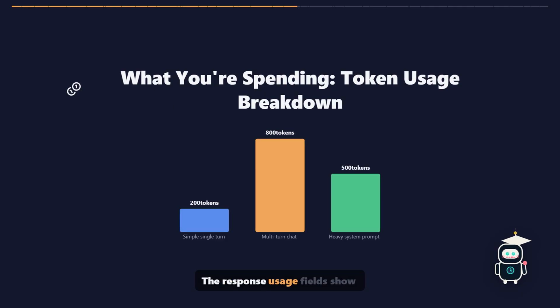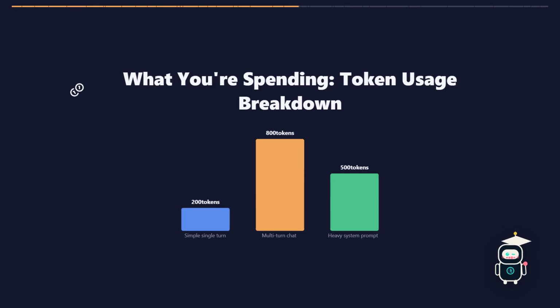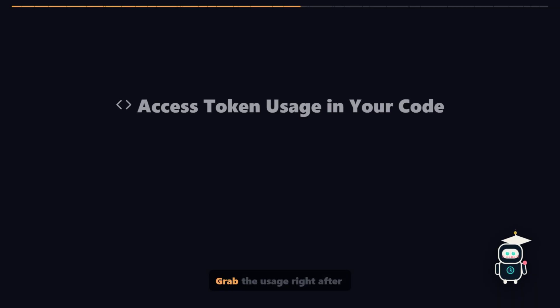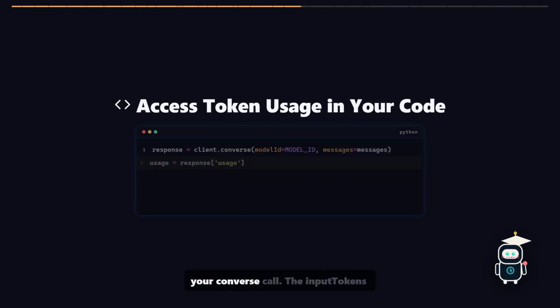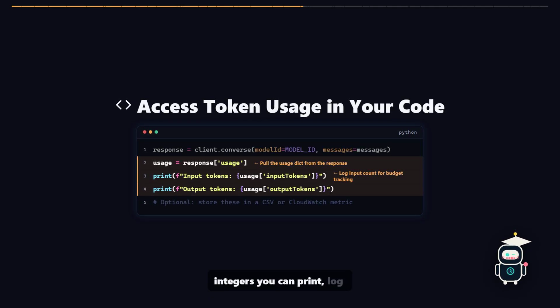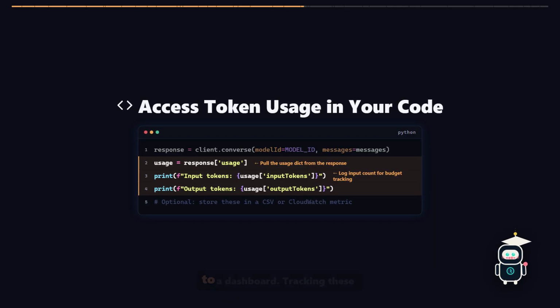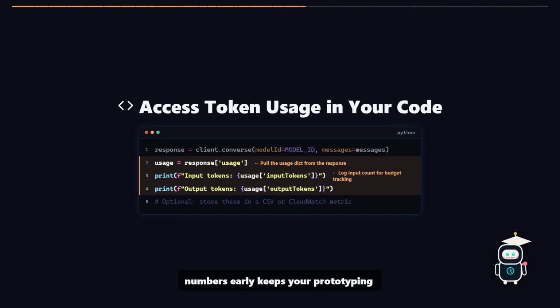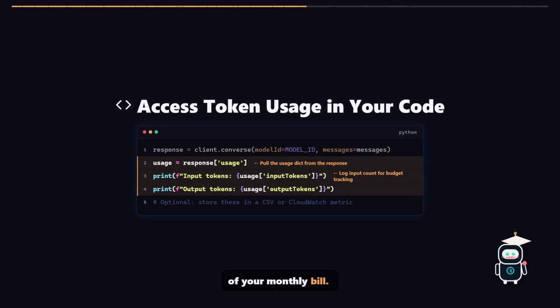The response usage fields show what the request actually consumed. Track those numbers instead of estimating your cost from the visible prompt alone. Grab the usage right after your Converse call. The input tokens and output tokens fields are plain integers you can print, log to a file, or push to a dashboard. Tracking these numbers early keeps your prototyping costs visible and painful surprises out of your monthly bill.